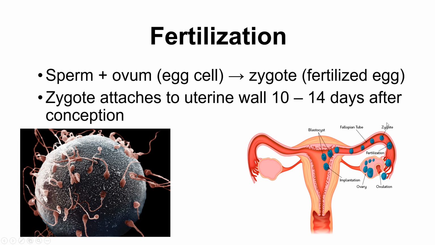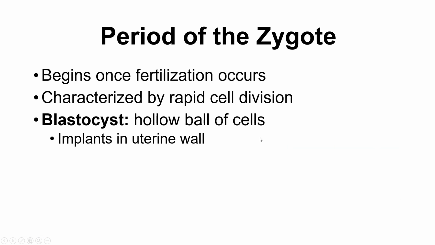And once fertilization has happened, that zygote travels along the fallopian tube, dividing as it goes, forming a blastocyst, which we'll see on the next slide is a hollow ball of cells. And that blastocyst will implant on the wall of the uterus. So this is sort of the early stages here. And this fertilization to implantation is actually our period of the zygote, or germinal stage.